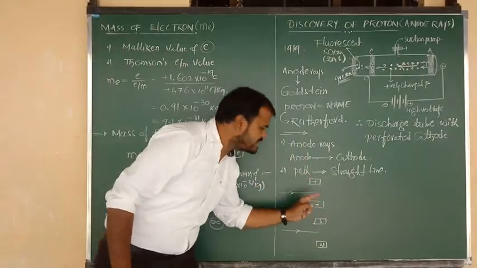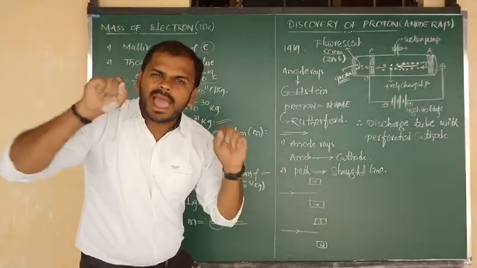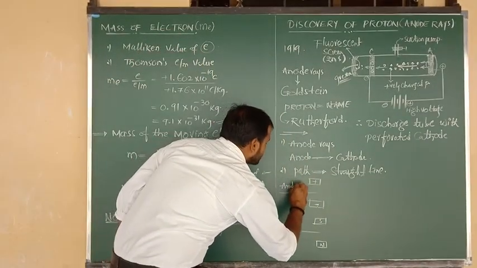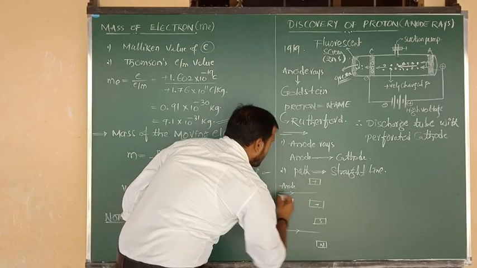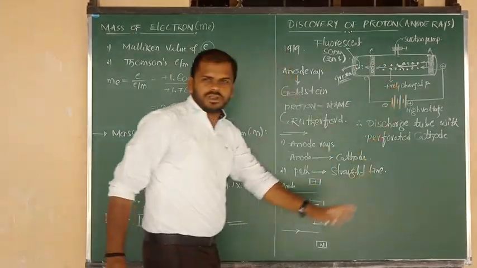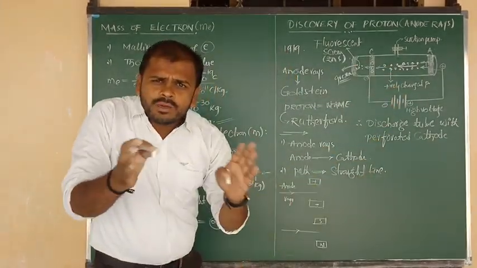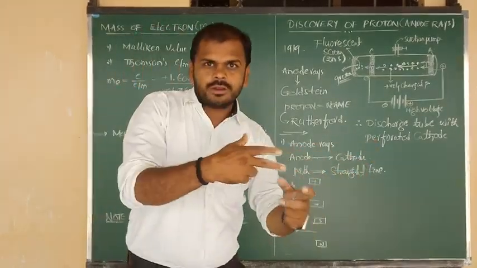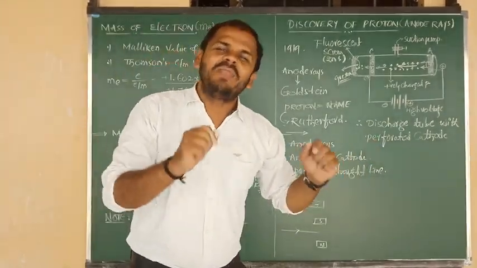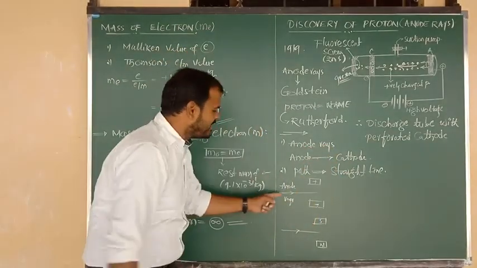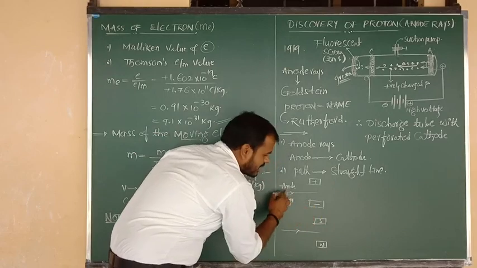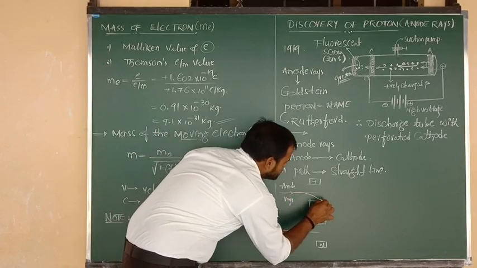But under the influence of the electric field, what will happen? These are the anode rays. You know very well, anode rays are positively charged particles. Positively charged particles are going to be attracted towards the negative plate. So the anode ray contains positive charge, and due to their positive nature, they are going to be attracted towards the negative plate.